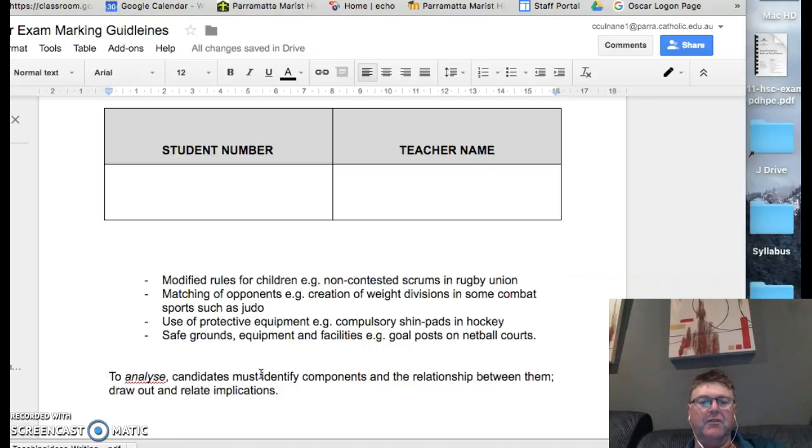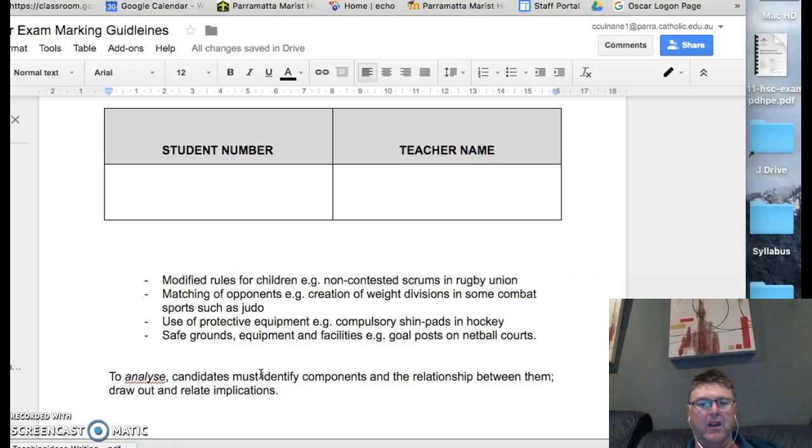The next area that you needed to talk about was the use of protective equipment. You could have used examples of a whole host of things there, from padding to helmets to gloves. You could have spoken about shin pads in soccer. There was a whole host of things that you could have spoken about to create a safe environment and safe participation for the participants, but you needed to, again, not simply name them. You needed to show how the use of that piece of equipment was going to create a safe environment.